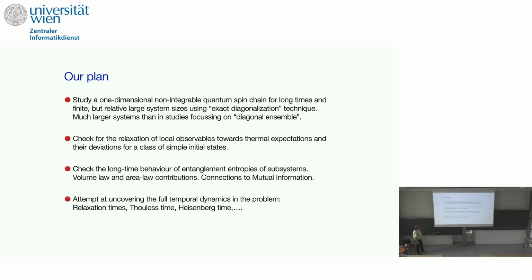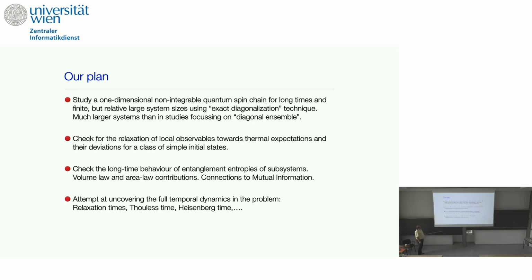And so what's the plan of the new results we're looking at? Because this is all kind of classic by now. So we want to study a one-dimensional non-integrable quantum spin chain for relatively long times and finite but relatively large system sizes using this exact diagonalization technique. So what you actually do in terms of numerics is you use Krylov propagation methods. So we can study spin chains of between 30 and 40 spins, even exploiting translation and spatial reflection symmetry. So this brings the blocks down a bit.